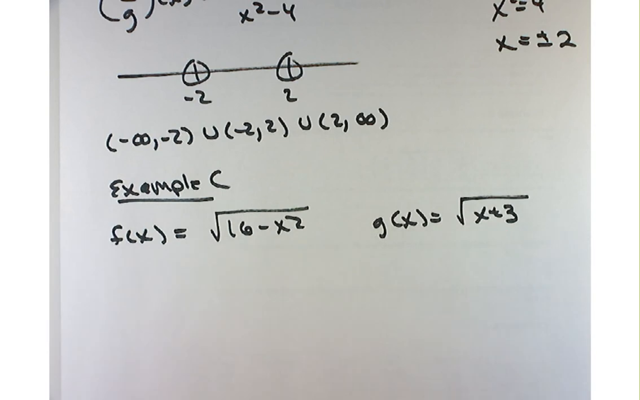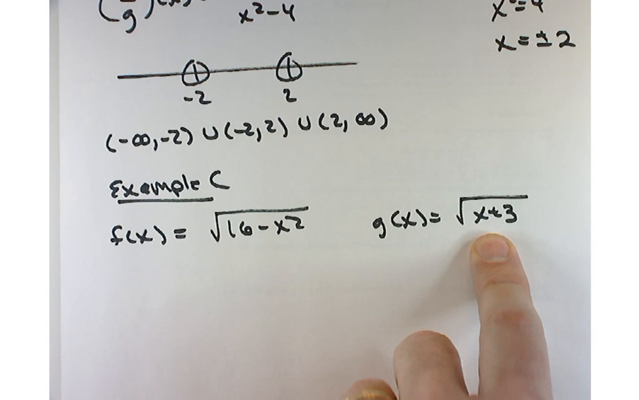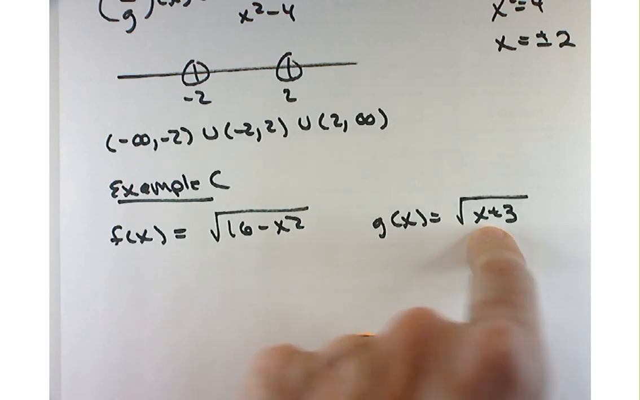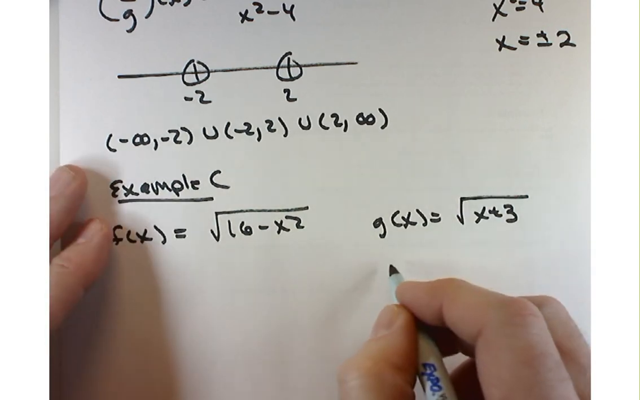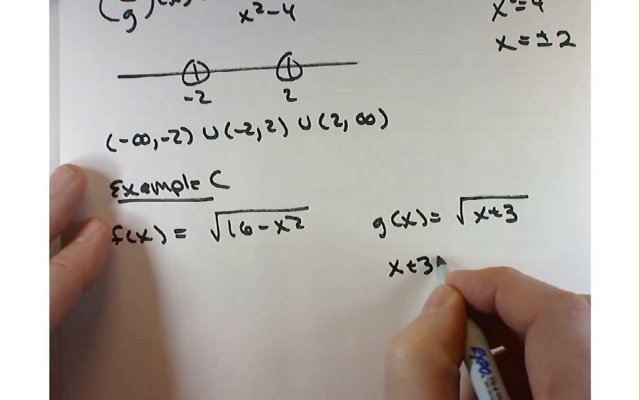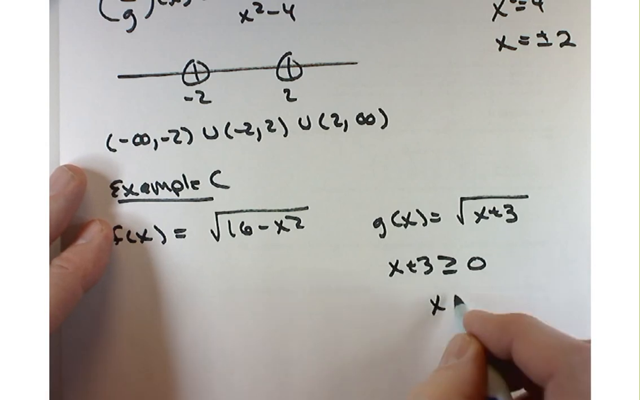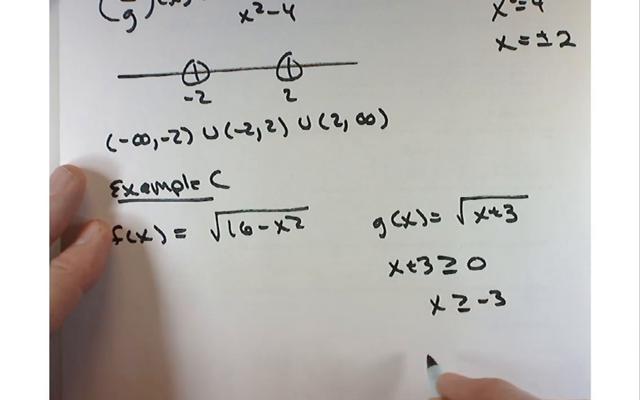One more time. What could go wrong when you're trying to take the square root of something? What do I have to worry about? Yeah, I have to worry about a negative. So I want to make sure that this is positive, so I want x plus 3 to be greater than or equal to 0, which really means x is greater than or equal to negative 3. Okay, so that's our domain.